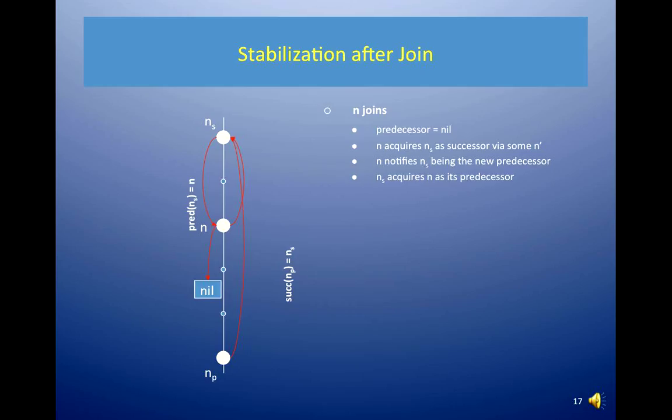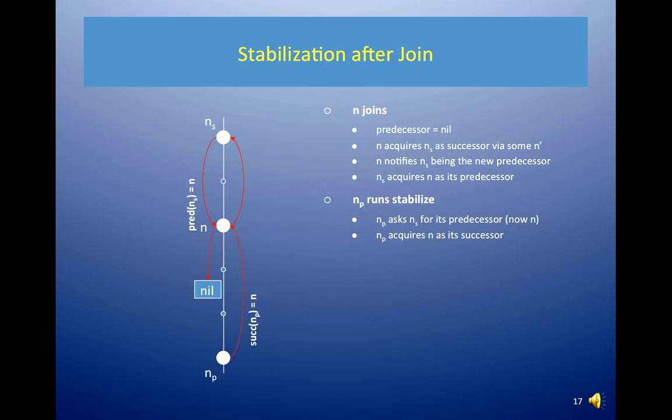Now np runs the stabilization protocol after some point, right? Saying, hey, what is your predecessor? ns replies back saying that my predecessor is n. Now np knows that another node has joined, because it was assuming that ns's predecessor is np, but ns replied back that it's n. Now np changes its successor to n, and it sends a message saying that I am your new predecessor. Now n changes its pointer from nil to np. So this is how the stabilization protocol will work.